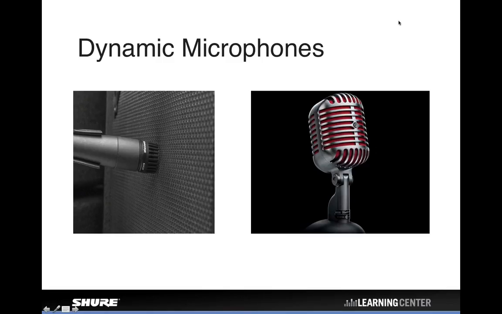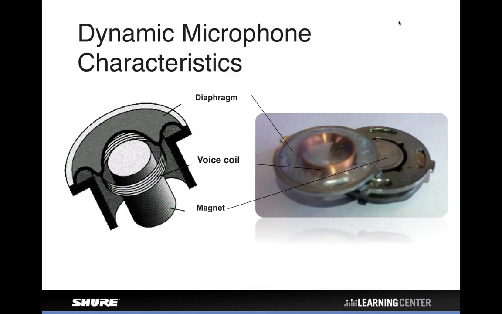But in any case, dynamic microphones are very popular for a number of good reasons. They tend to be very rugged and reliable and relatively low cost as well, especially when you consider how good they generally sound and how reliable they generally are. But let's take a look at the technology behind the dynamic mic.